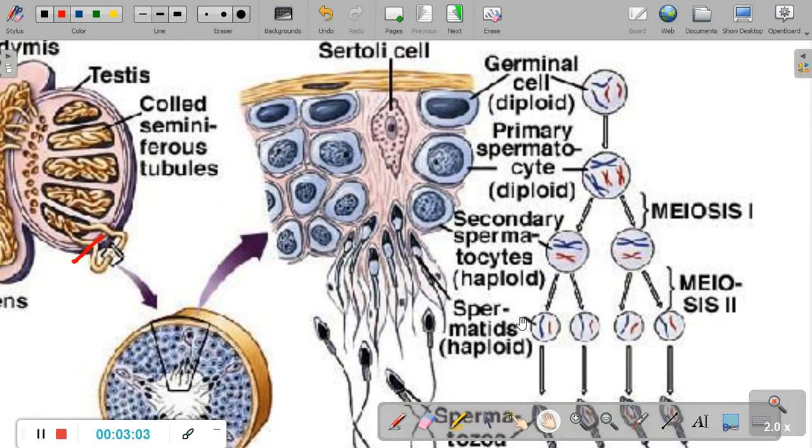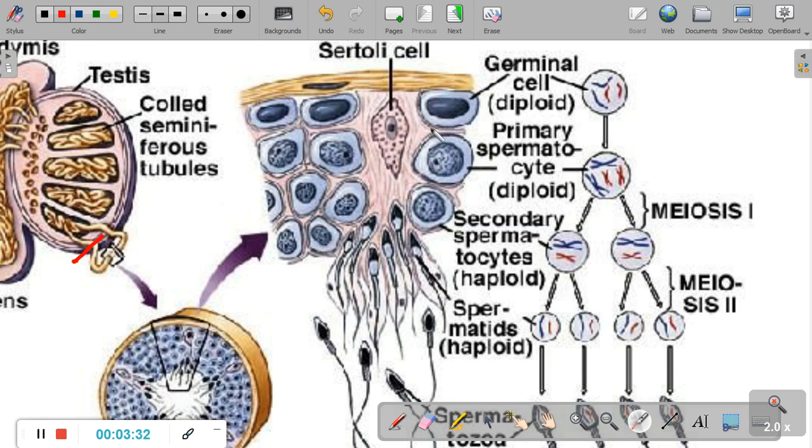The wall of the seminiferous tubule is made up of a single layer of cells, and this is an epithelial layer. Just beneath this wall we have specialized germ cells. When I say germ cells, I do not mean the disease causing germs. Germ cells and somatic cells are the two types of cells that are found in the body of all types of living multicellular organisms. Germ cells have only one function: they simply divide.